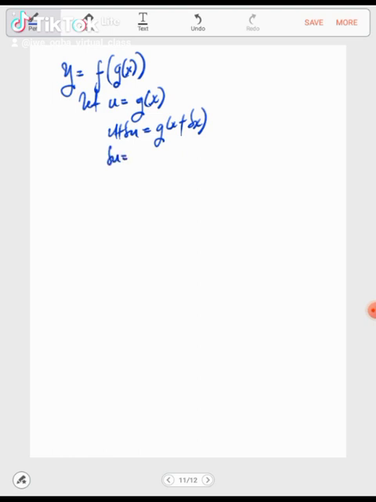From there we have change in u equal to g of x plus change in x minus g of x, which is something in terms of change in x. So take note of this. I can call this our equation. Now let's move further.